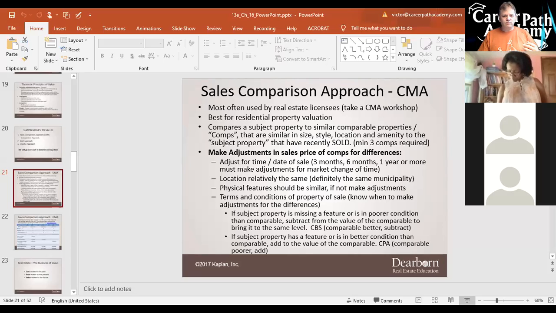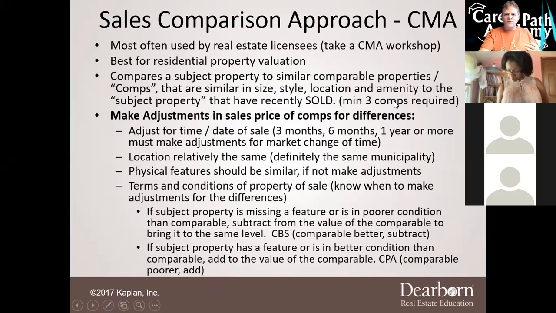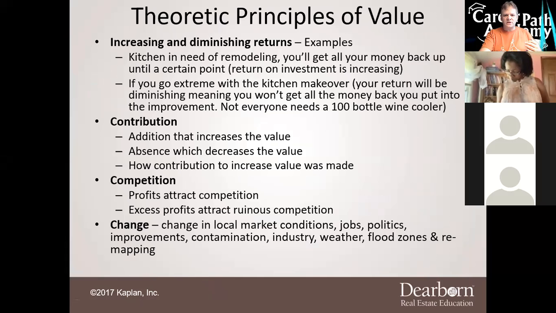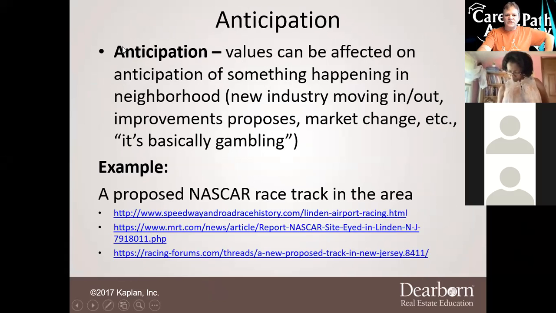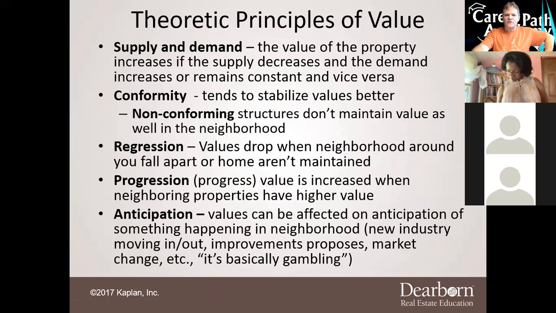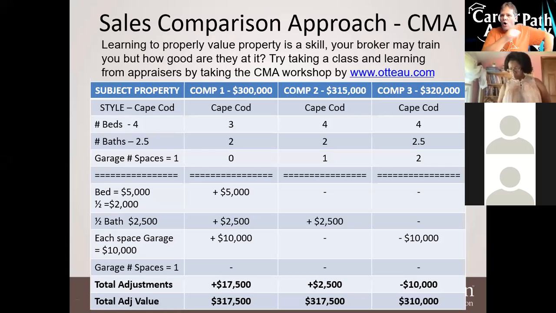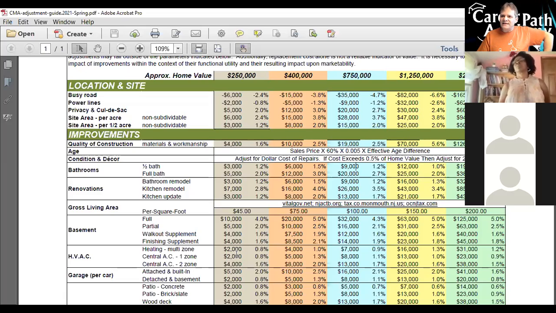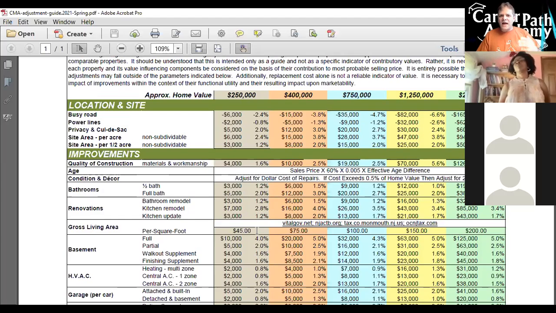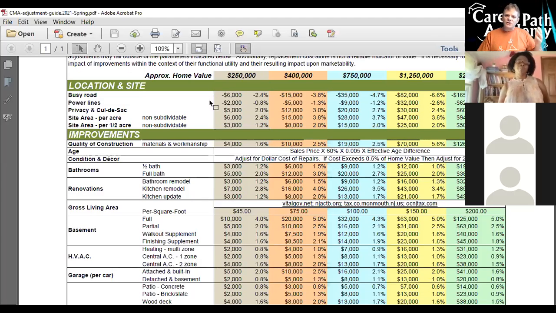Look, if we back it up, what contributes to those changes? Change, competition, contribution, increase, any improvements that you've done, anticipation in the neighborhood, progression, regression, conformity, demand. So it's not just the physical things that could affect the property's value over time. So those numbers for those individual features will be affected every year. This is why I told you I try to take this class every year so that I can get this adjustment figure. And where do they get this adjustment from? Based on the sale of every home in New Jersey in the last year.